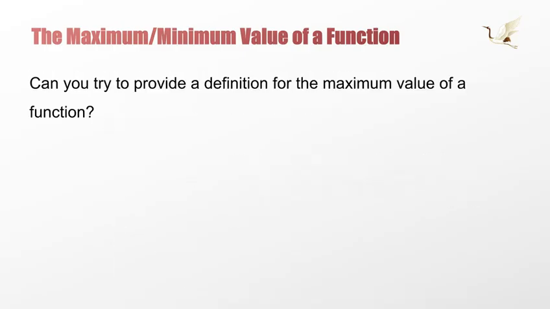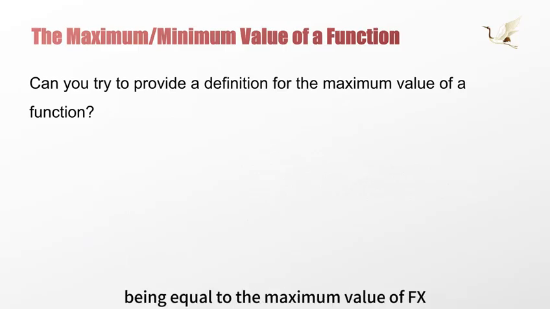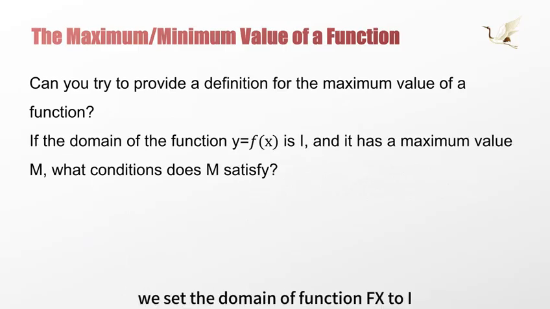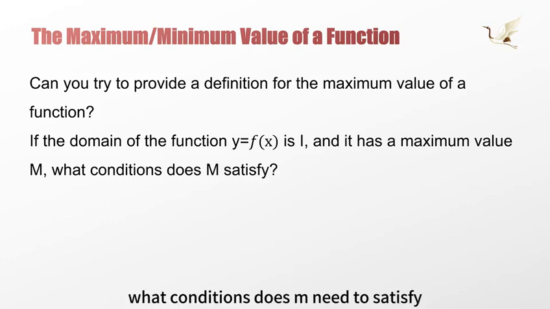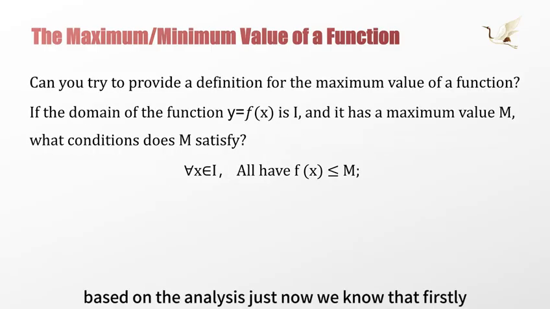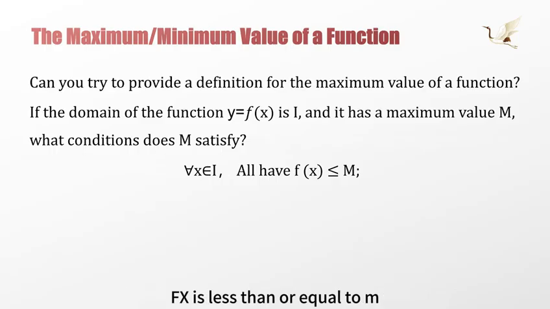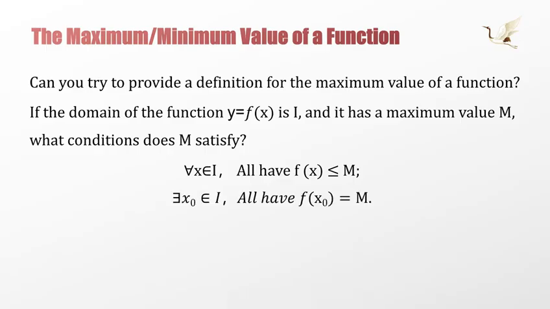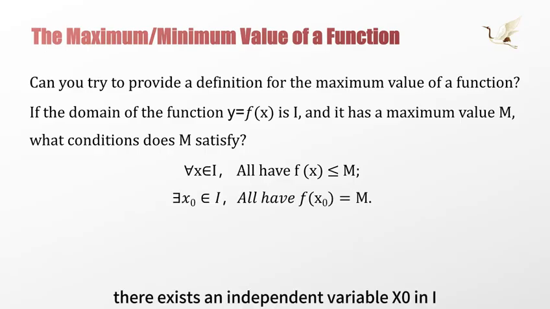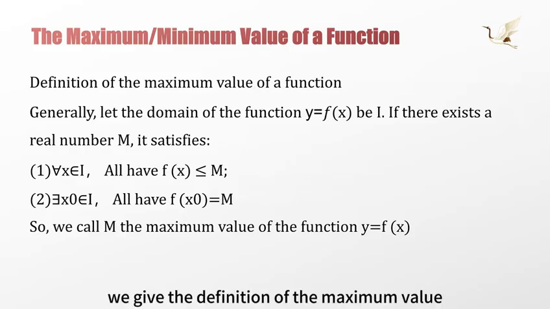On this basis, can you give a general definition of the maximum value of the function y equals f(x)? We set the domain of function f(x) to I. If it has a maximum value M, what conditions does M need to satisfy? Based on the analysis just now, we know that firstly, for any x belonging to I, the corresponding function value f(x) is less than or equal to M. At the same time, there exists an independent variable x0 in I whose function value is equal to M. In this way, we give the definition of the maximum value of a function.